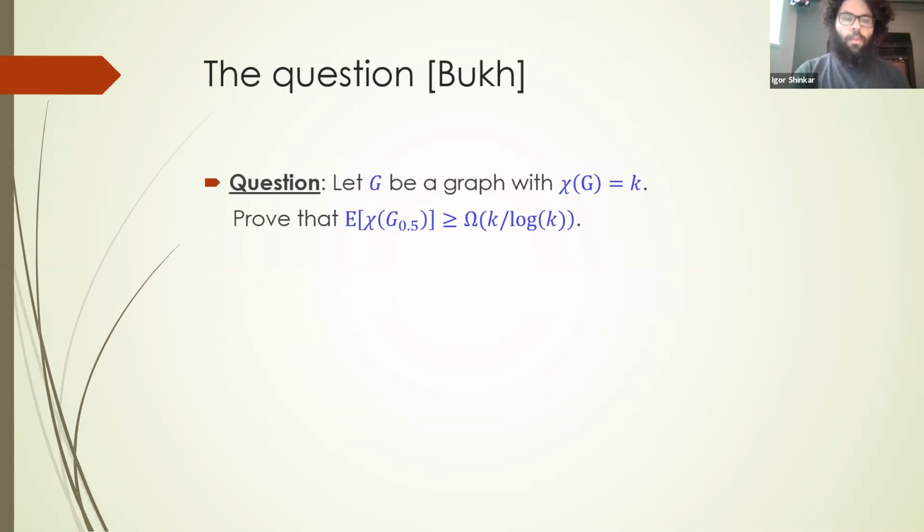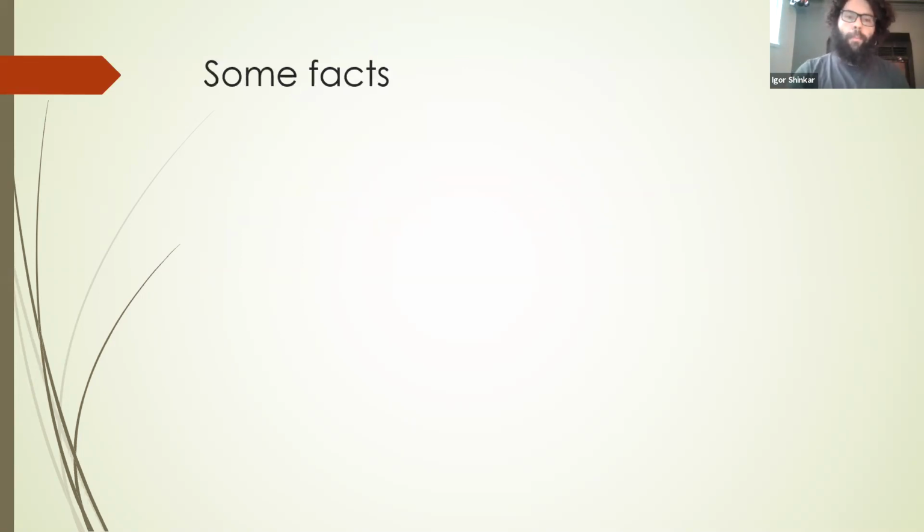Okay. So to say that this is wrong, we would need to show an example of a graph with chromatic number K, such that when we take G1/2, the chromatic number drops by more than a log K factor.